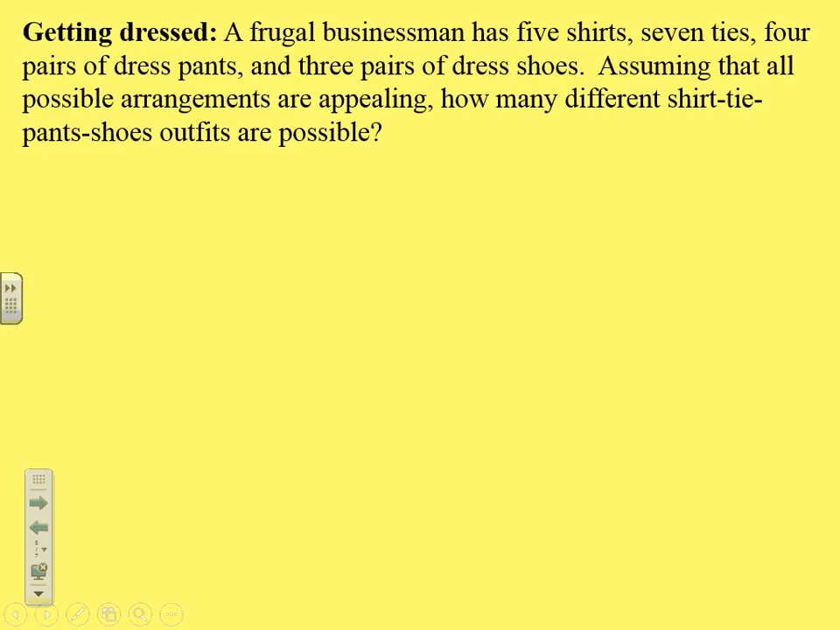Okay, so here are the combinations. We have shirts, so I'm going to call that S. We have ties. We have slacks, I'll call those pants. I'll say P for pants. And shoes, well, let's call it F for something that goes on our feet. Okay, those are the different things that we have. I have 5 shirts, 7 ties, 4 pairs of pants, and 3 things that go on my feet, 3 shoes.